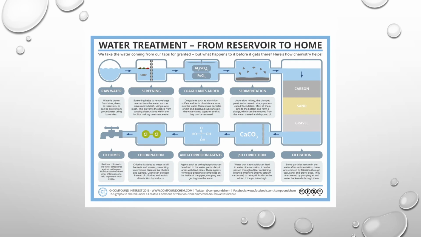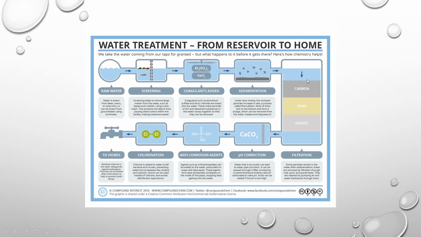So from a reservoir to home, this is what it kind of looks like. This is like clean water treatment, right? Not wastewater treatment. Raw water goes into screening. The screening prevents large organic matter from getting in. They then add coagulants like alum and iron chloride, which then creates a sedimentation. So those big sediments will fall to the bottom. They can have in the settling.